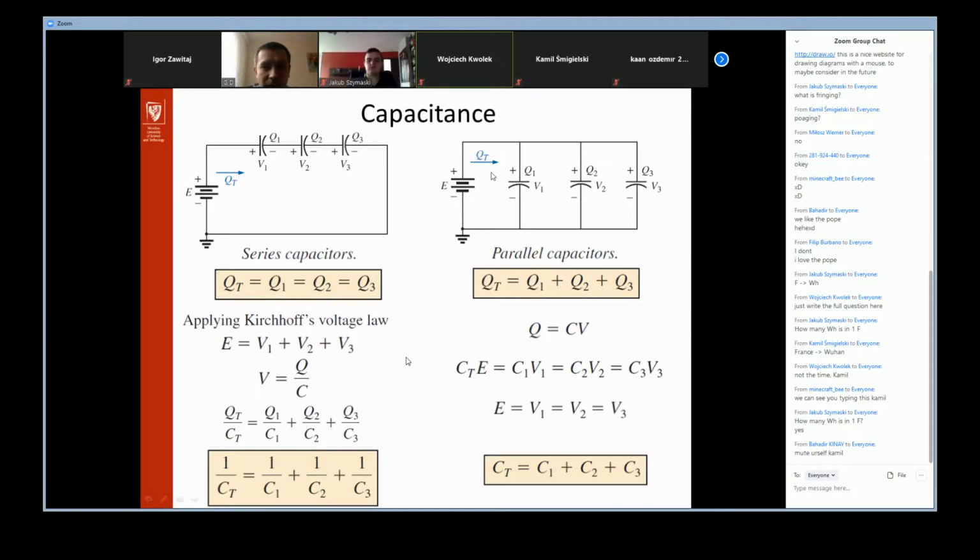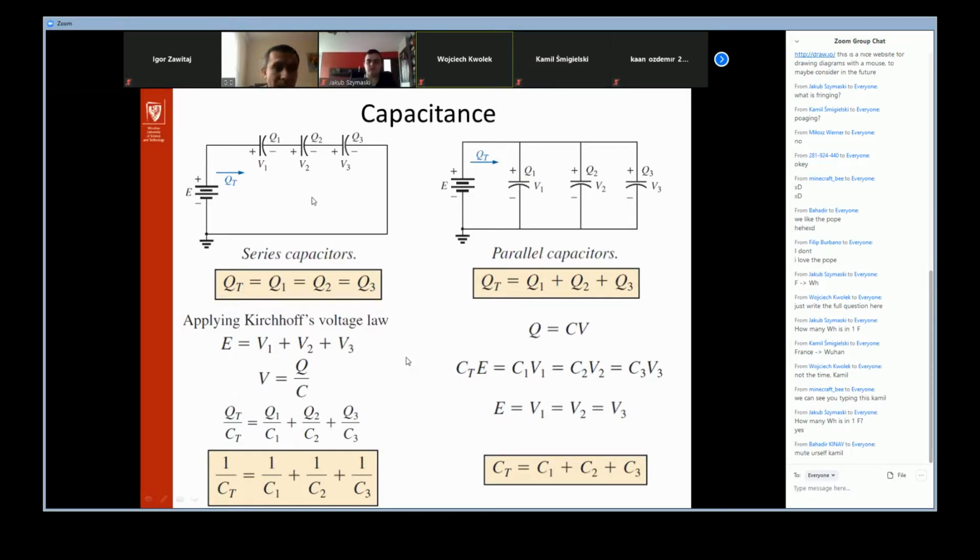V, it is E, in fact. It is equal to the capacitance of any capacitor multiplied by V1. Because V1, V2, V3 are the same as E, we can say that the total capacitance is equal to the sum of the capacitances of the capacitors which are connected in parallel. So that's the reason why, for parallel connections of capacitors, we just sum up the capacitances.